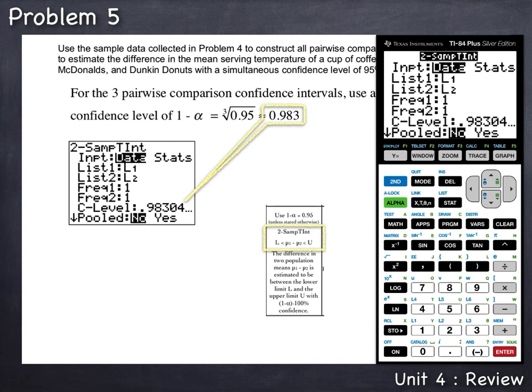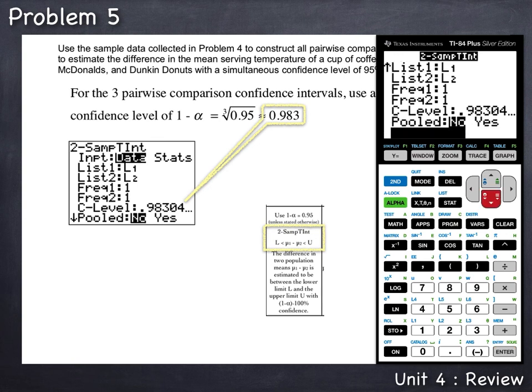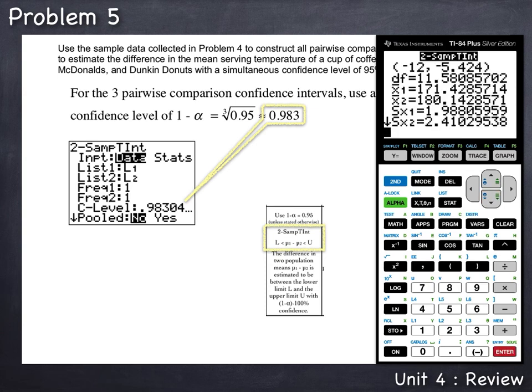Now the cursor is next to Pooled. For us, we are not learning how to do the pooled approach, so it will always be No. So make sure the blinking cursor is on No and press Enter. Down arrow to Calculate. With the blinking cursor on Calculate, we press Enter, and then we have our results displayed.